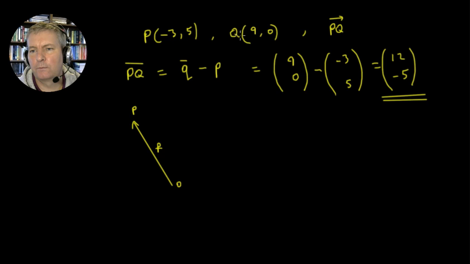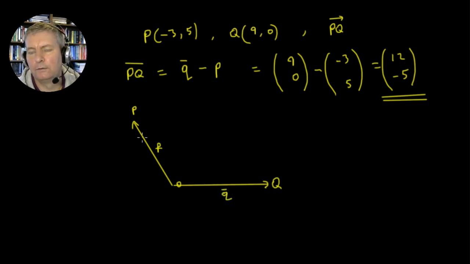And let's take the next one, which is point Q. So the point Q is along 9, up 0. So we come along 9, and we go up 0. So that's going to take us to the point Q. So this length here is going to be the position vector, small q.